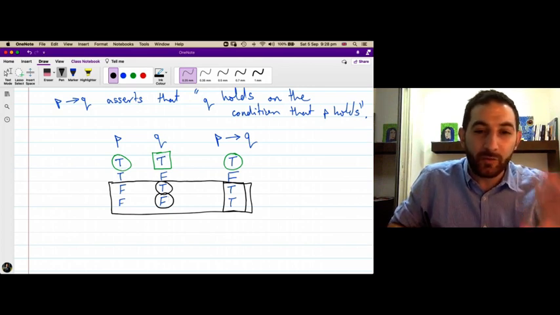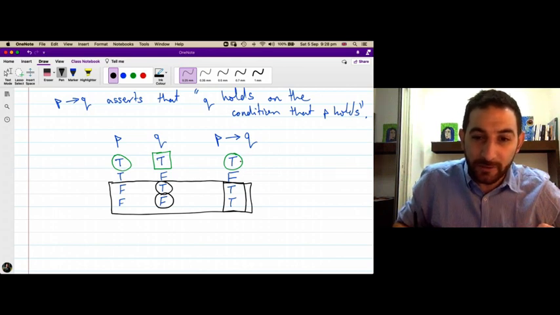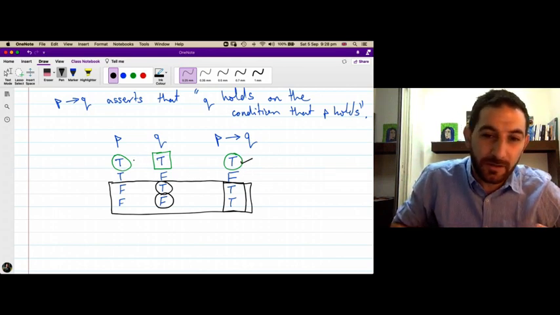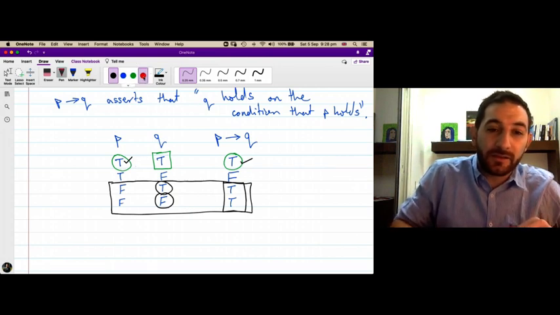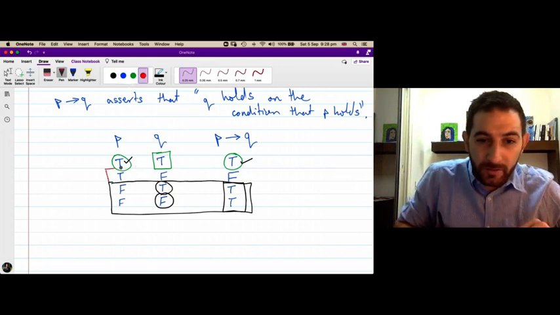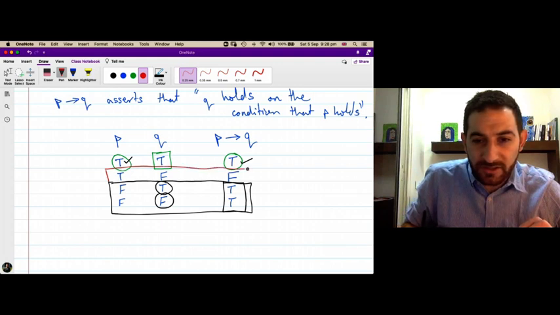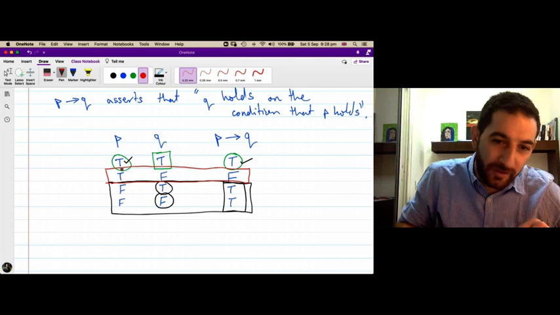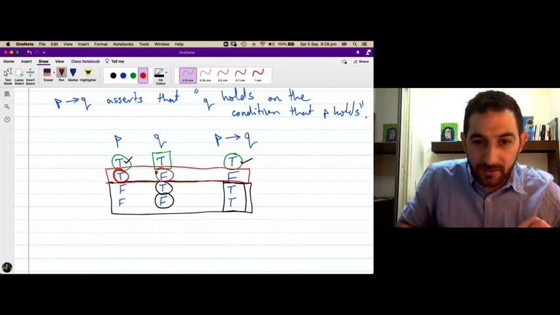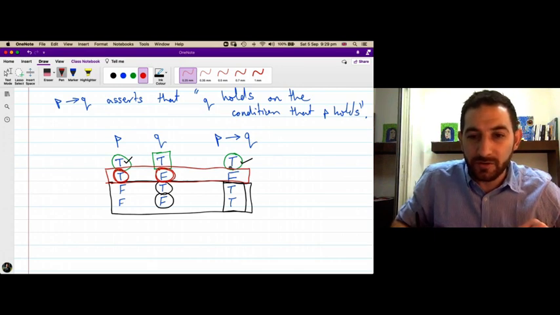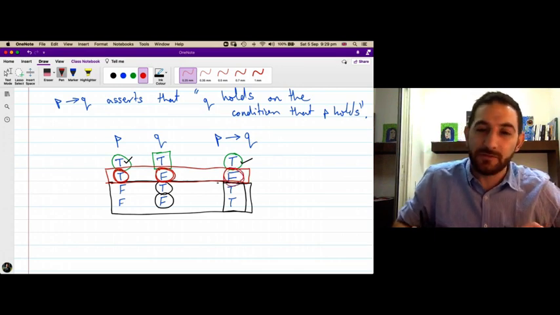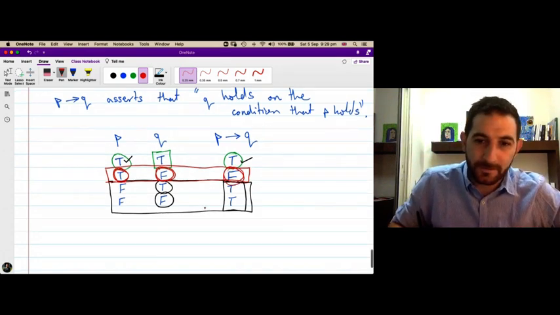Okay, the only time where you can be sure that the conclusion is true is when you have a true conditional statement and a true hypothesis. And the only way where the conditional statement is false is in this second row, which says if you have a true hypothesis and a false conclusion, then your conditional statement is false.